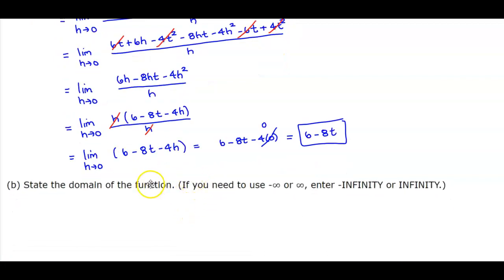Okay, so now it says state the domain of our function. Well, recall that the function was the following. f of t, which is equal to 6t minus 4t squared. And so what are all the values that we can plug in for the value of t? Well, they can be any real numbers. So the domain is either the interval negative infinity to positive infinity, or we can say all real numbers.